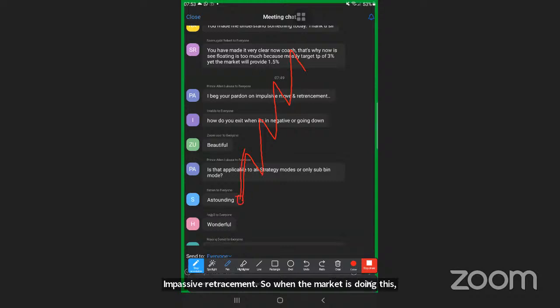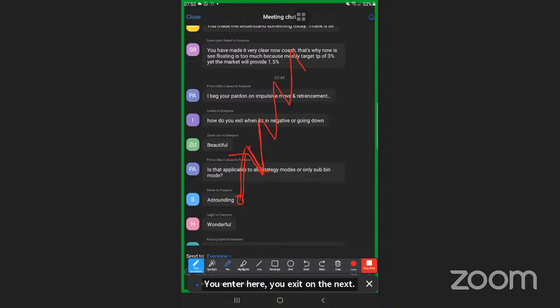You enter here, you exit there. You allow the market to fall, which is a retracement. When it falls, you prepare. You enter here, you exit on the next. Okay, that is market upward.